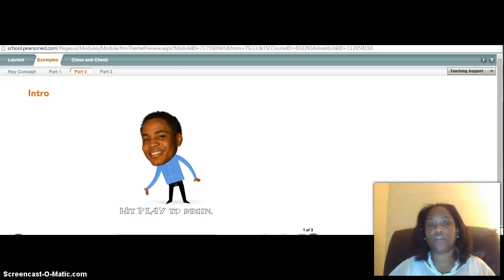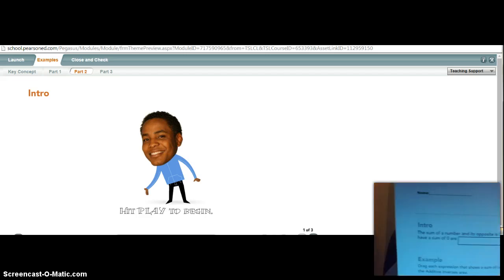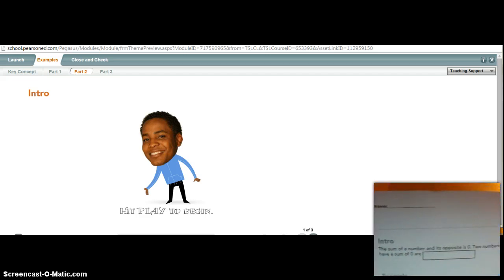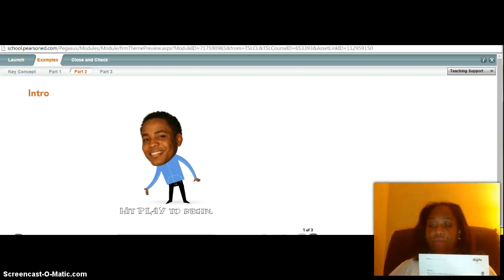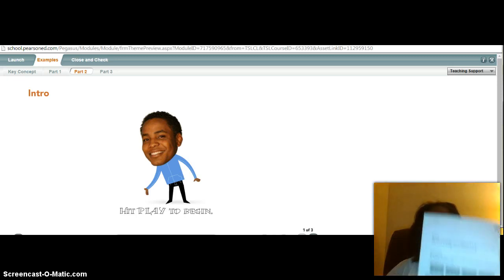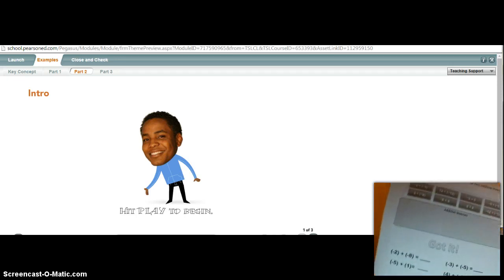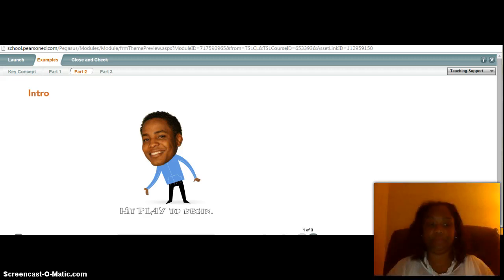So before you get started, on your desk is a worksheet. This is the worksheet, Intro to Adding Integers. You're going to need this in order to fill out the worksheet. So you're going to read with me, work with me, and then you're going to actually do the bottom where it says, I got it. See it? I got it.